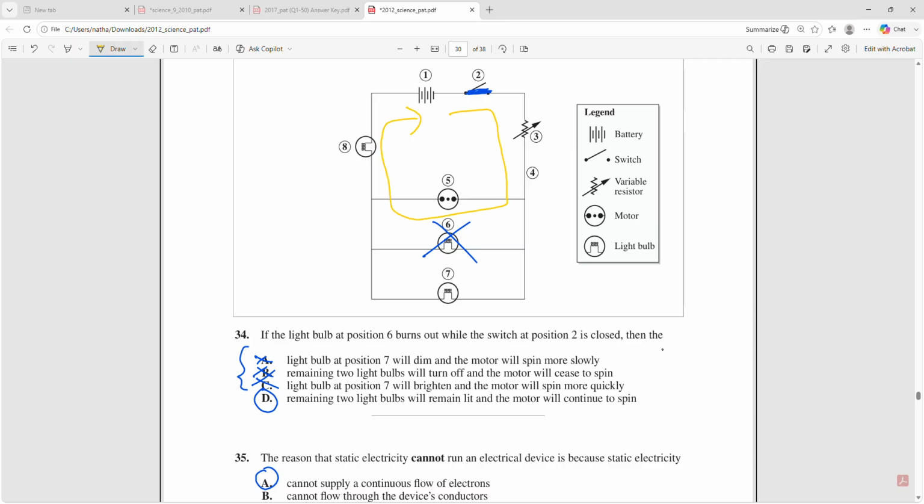There's still electricity flowing through here. There's still electricity flowing through here. So these lights will still both be on and this motor will continue to run. So answer is D.